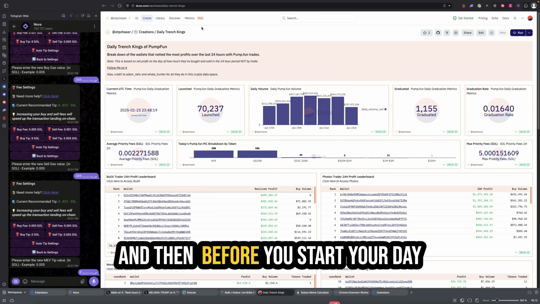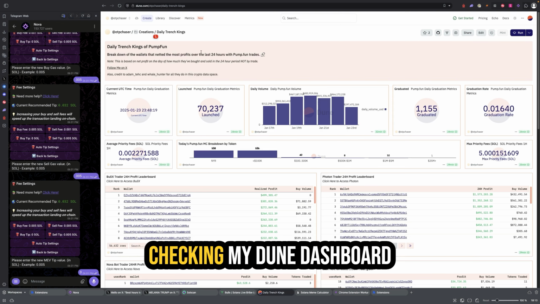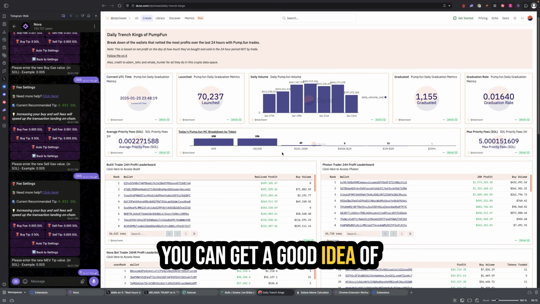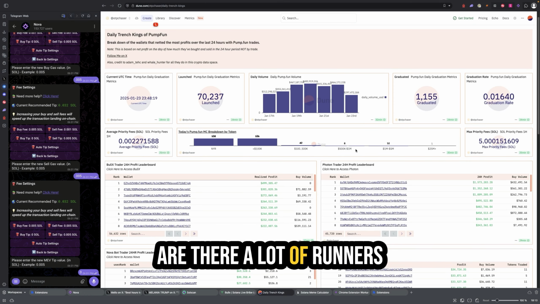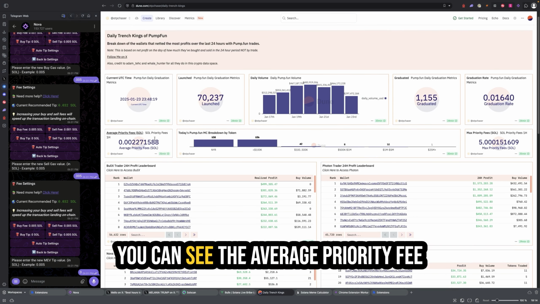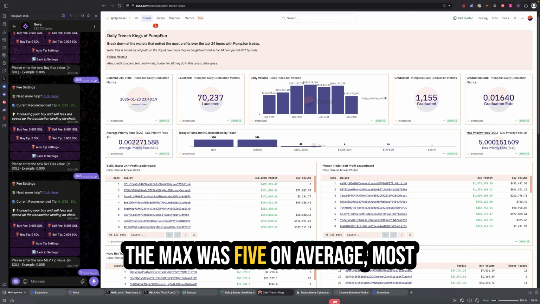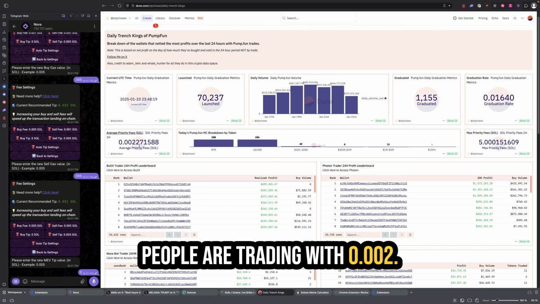And then before you start your day trading, I would highly recommend checking my Dune dashboard. You can get a good idea of what the market looks like. Are there a lot of runners out there right now? By looking at this dashboard, you can see the average priority fee over the last hour, as well as the max. The max was 5 on average. Most people are trading with 0.002.